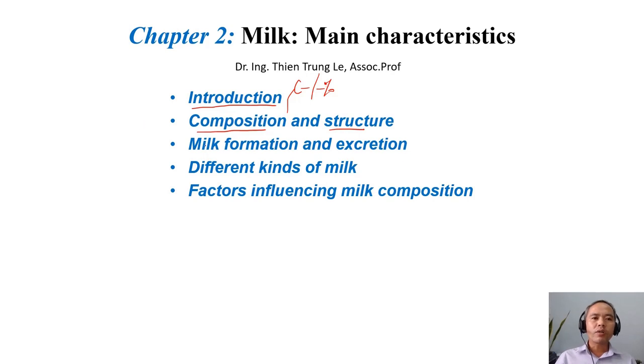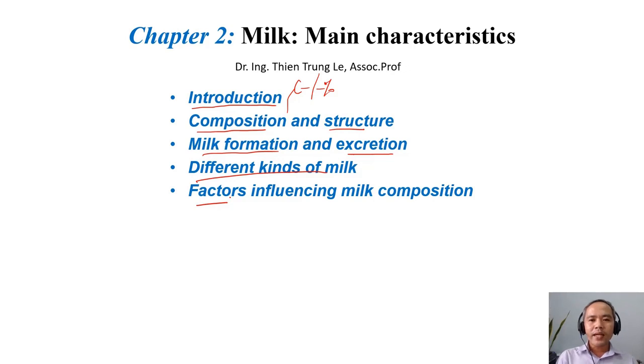And then the third part, we talk about milk formation and excretion, how milk is synthesized in the mammary glands, and then how it is excreted out for the baby cow to take or for us to do the milking. Then in the fourth part, we will talk about the main differences in composition of different kinds of milk, like cow milk, buffalo milk, human milk, pig milk, horse milk, and so on. What are the main differences? Then we will have a look at that. And then in the last part of the chapter, we will discuss the factors which influence milk composition.